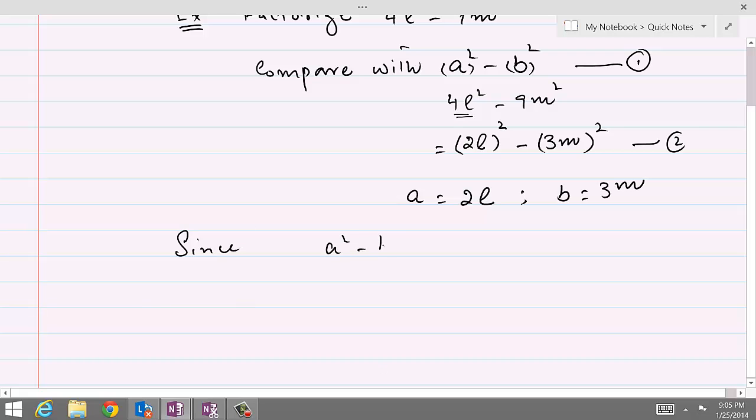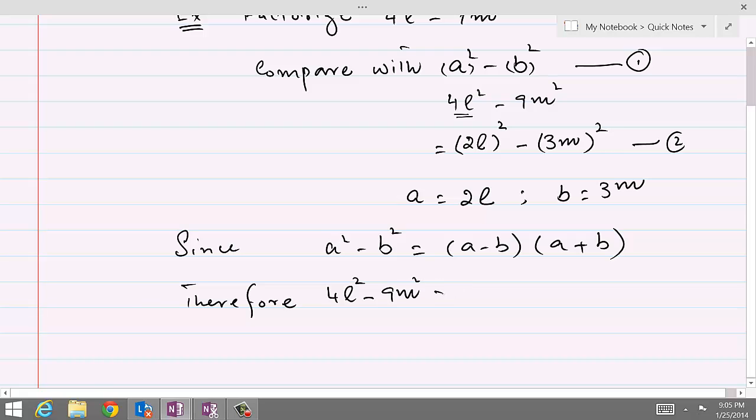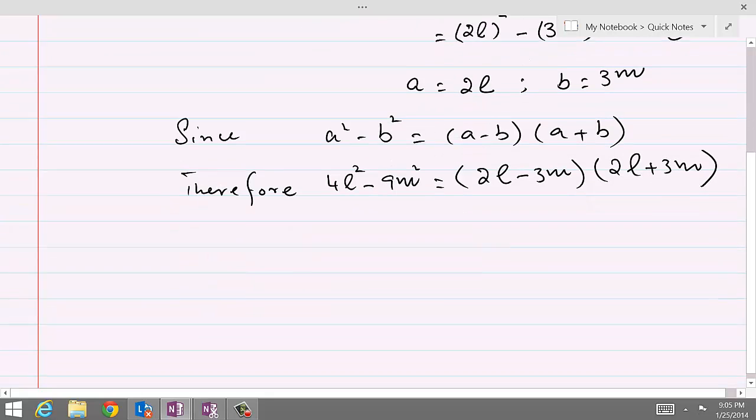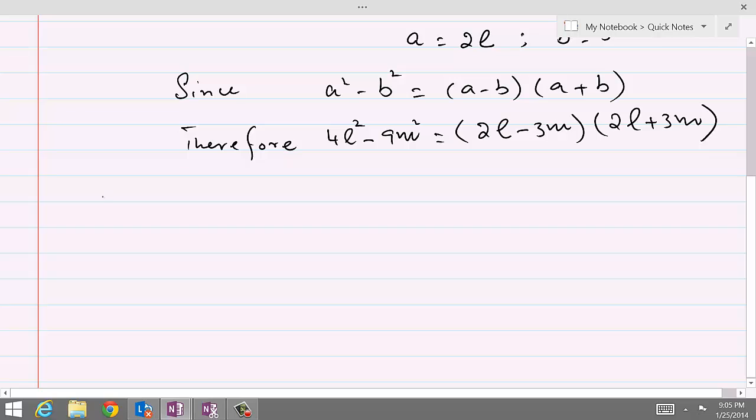Now, we know that by formula, since a square minus b square has two factors, a minus b into a plus b, therefore 4l square minus 9m square must have two factors, 2l minus 3m and 2l plus 3m, just like a minus b and a plus b. Let's take a look at another question here.